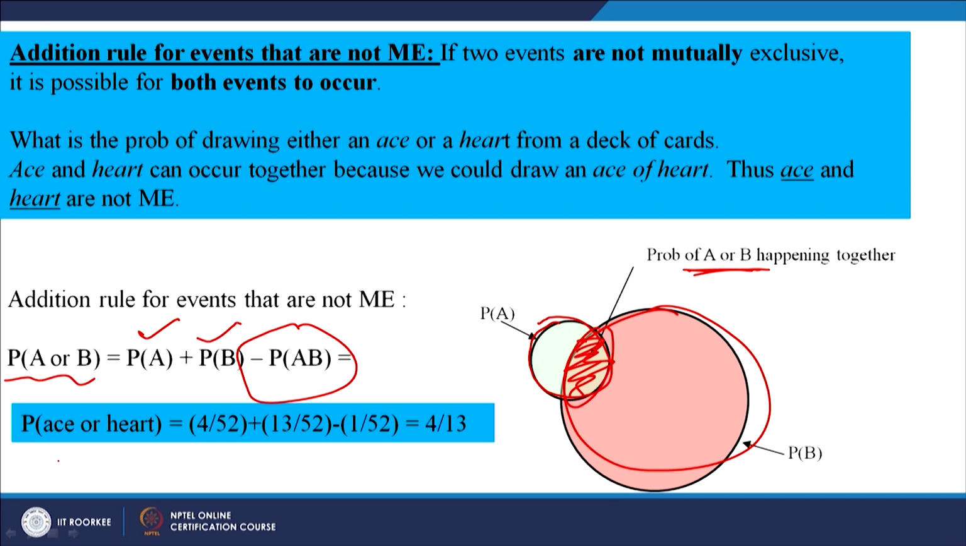So the probability of ace or heart is what? The number of aces is 4. You have 13 cards of hearts, and the ace of hearts is 1 by 52, which is to be subtracted. So 4 by 52 plus 13 by 52 becomes 17 by 52, minus 1 by 52. So this is 16 by 52, which is 4 by 13.